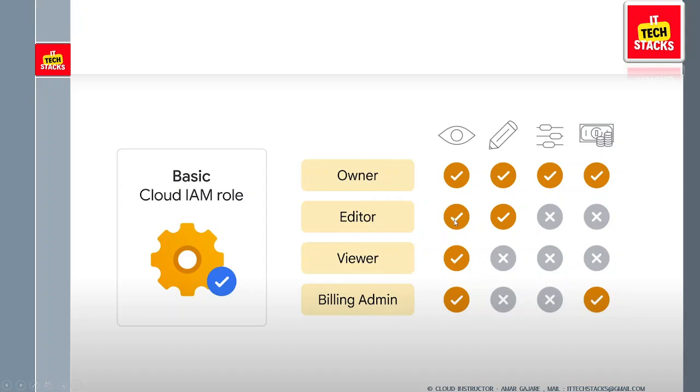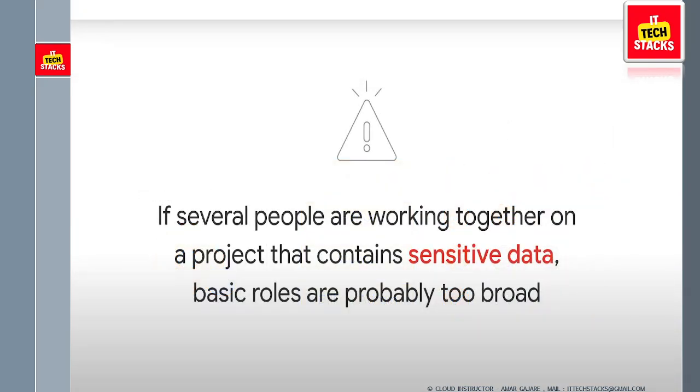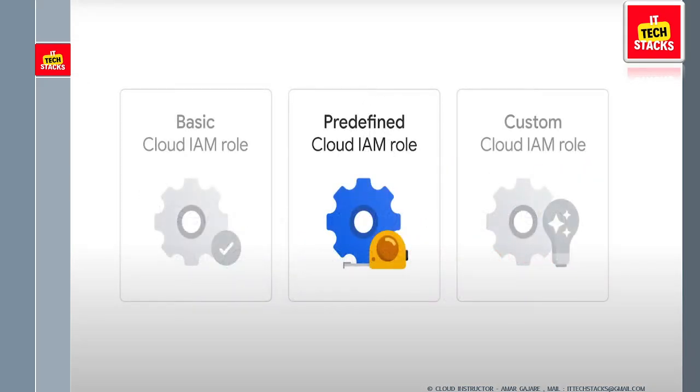For example, if I give edit access to any specific service to the entire team, all the team can do anything on that service or the database service. But I want to restrict that edit access to specific sub resources. In that case, here comes the concept called predefined Cloud IAM roles.